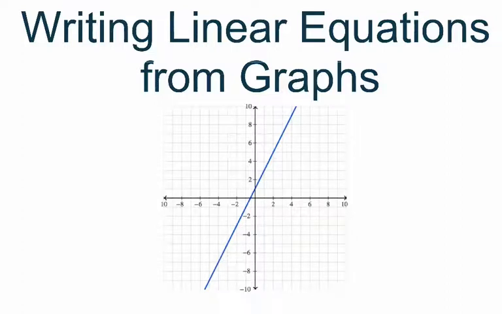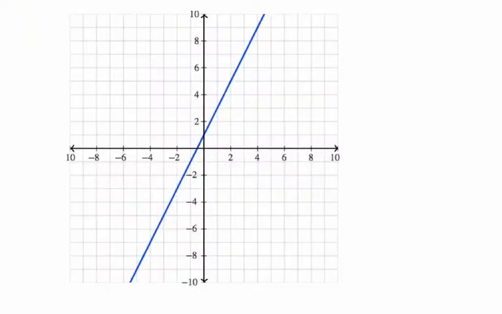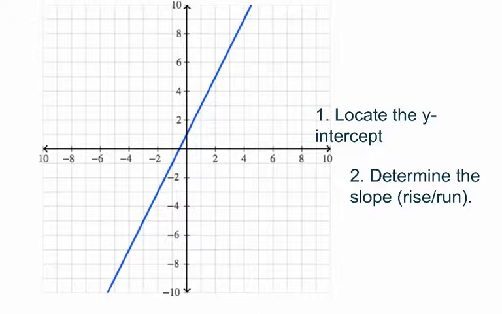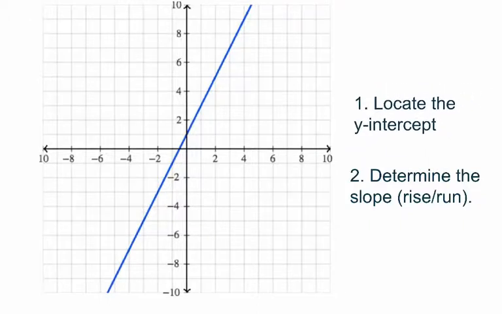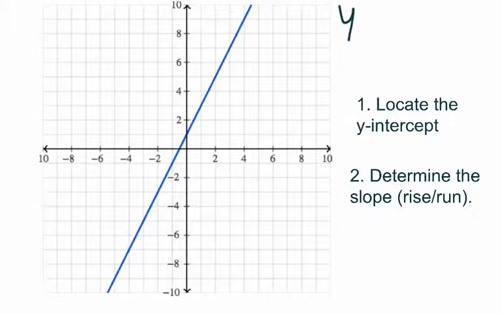We can. There's really two steps we follow, and I'm going to show you those real quick right here. So we have this graph here, this blue line that has been graphed on this 4-quadrant graph. Remember, when we write linear equations, it's always in the form y equals mx plus b. And remember, we're really only solving for the m and the b, okay?